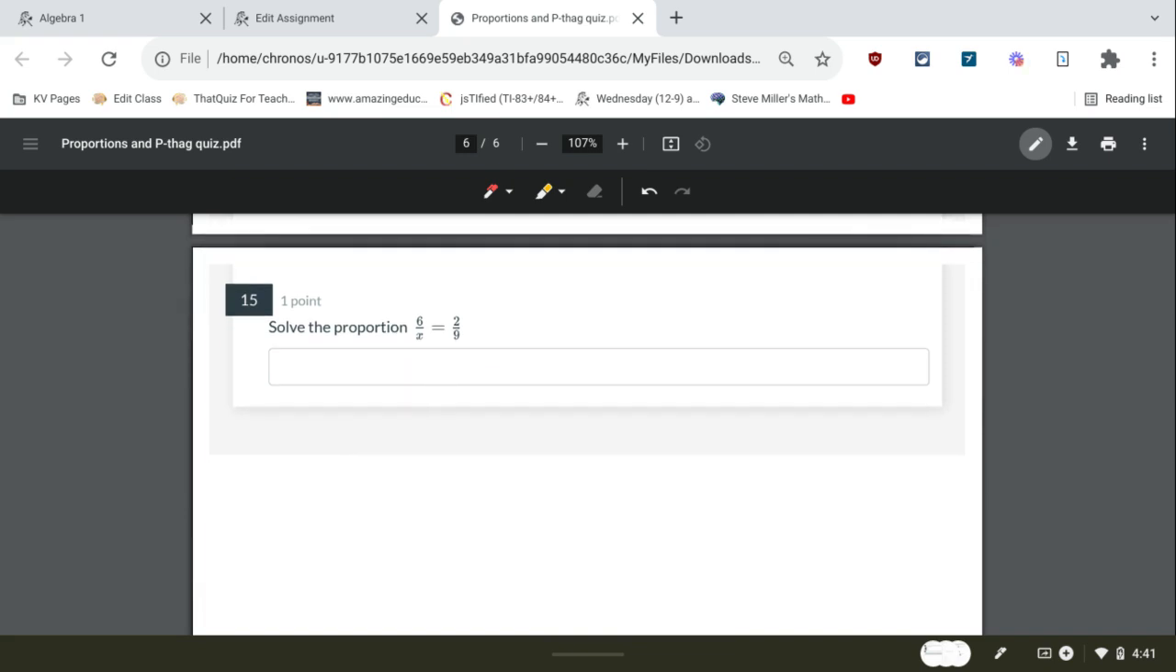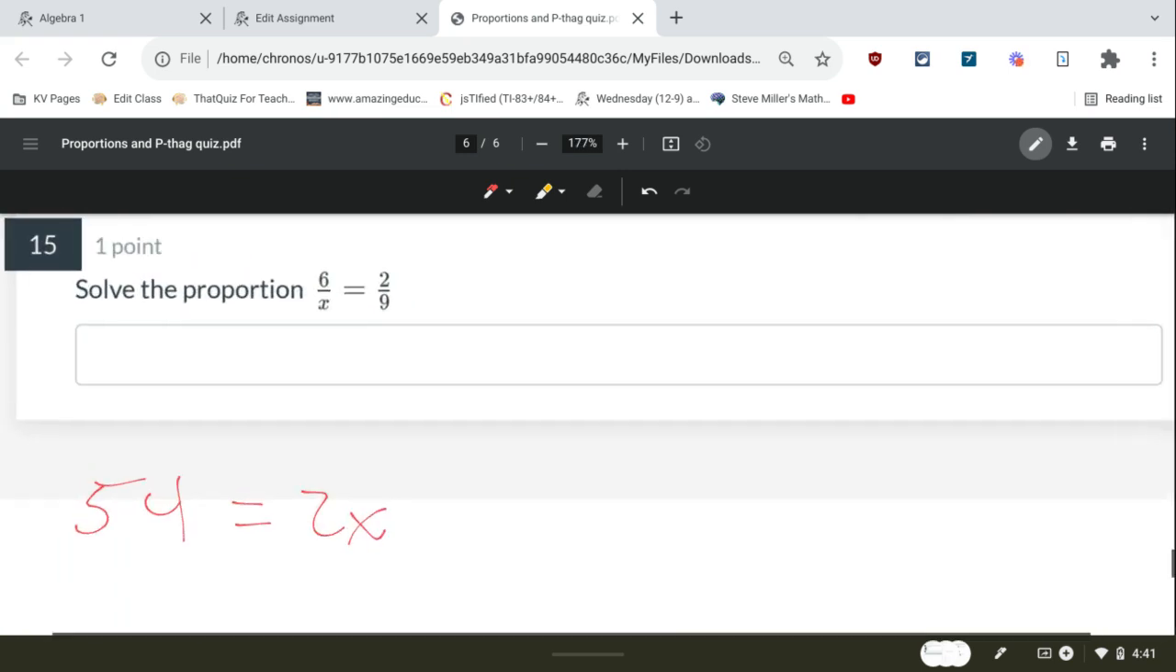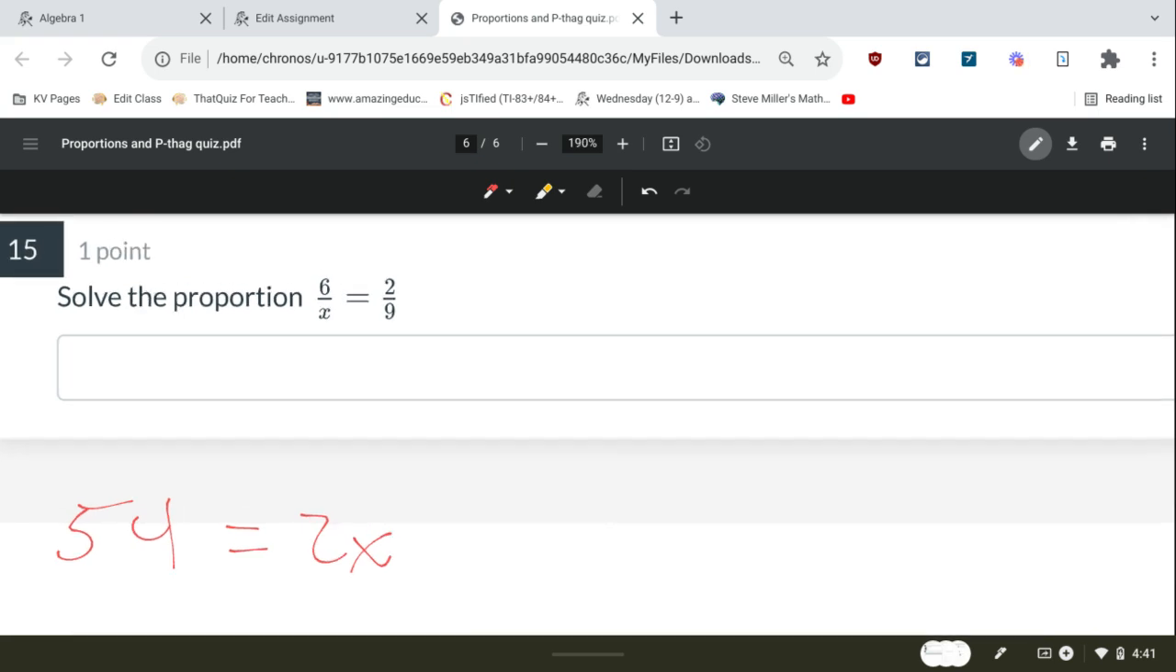The last one's easy. The last one's just a proportion. So you could cross multiply to solve it. You get 54 is equal to 2x. This one you can solve using just a little multiplication trick. If you look here, 2 times 3 will give you 6. So 9 times 3 will give you your answer. 9 times 3 is 27.